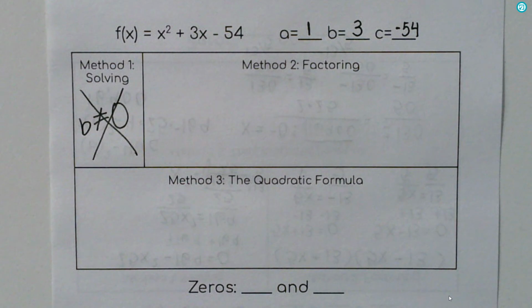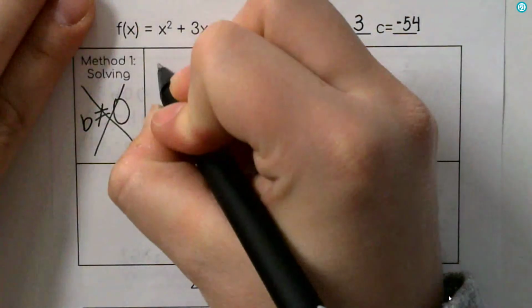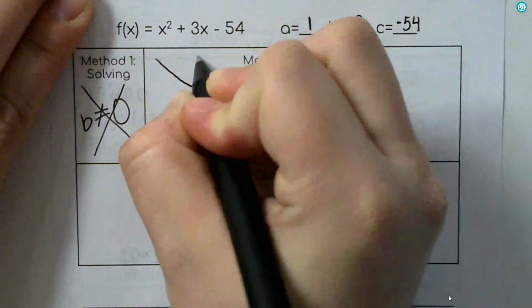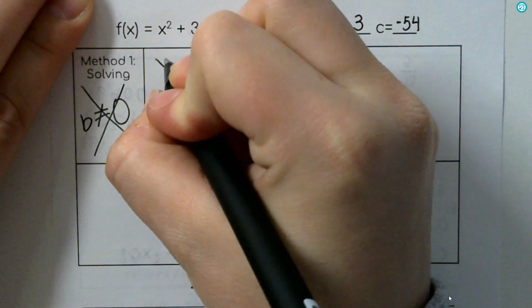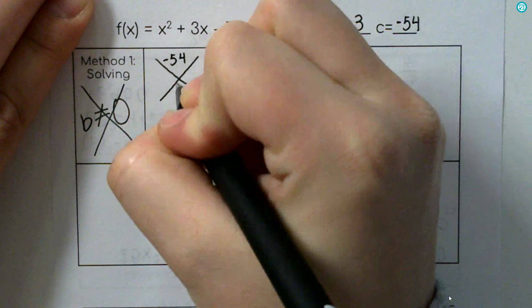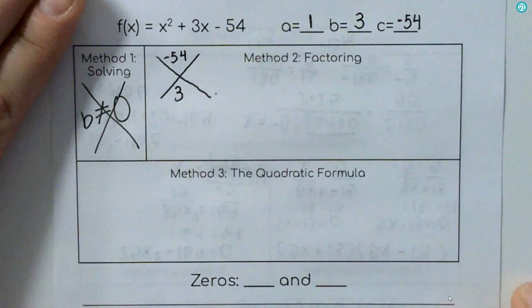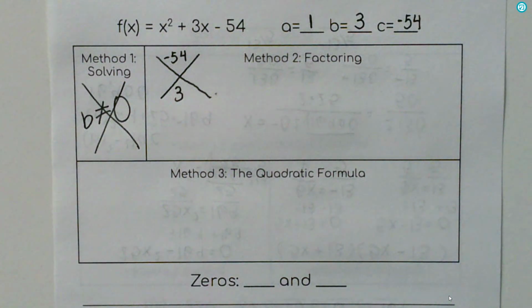Okay, we can factor this one. So this one has an A value of 1. So factoring is just find 2 numbers that multiply to C and add to B. So we can use the X, we can list out our factors. It's completely up to you. I'm going to use the X. So I'm trying to multiply to negative 54. I'm trying to add to 3.